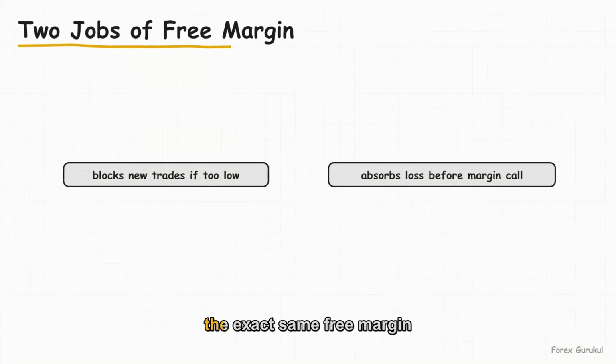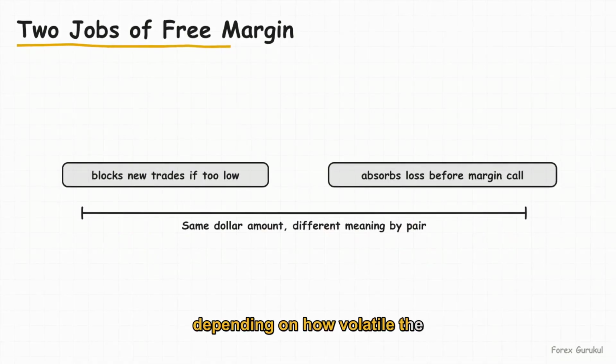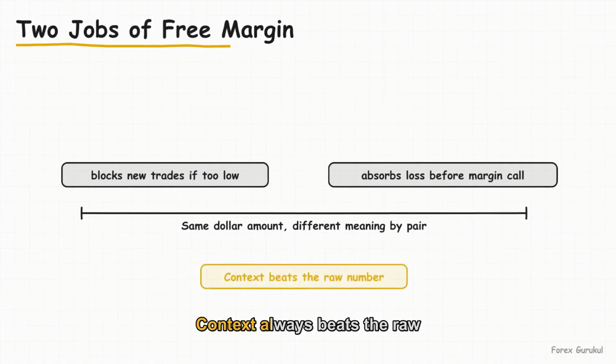Here's the key though. The exact same free margin number means something completely different depending on how volatile the pair is and how much room your stop actually needs. Context always beats the raw number. Where you stand relative to that room is what actually matters.